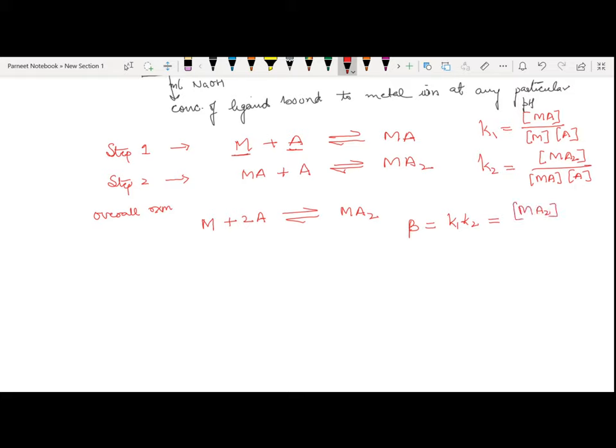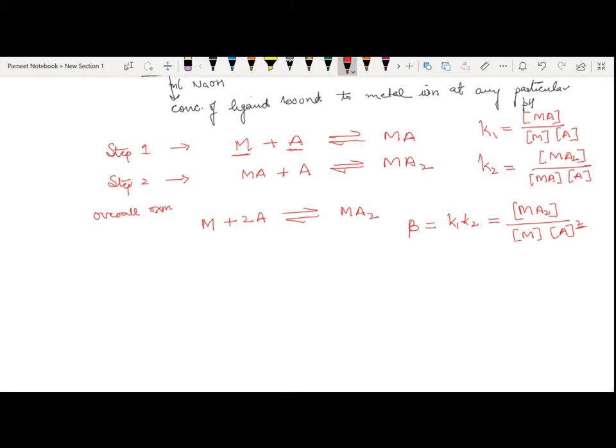MA2 divided by concentration of metal ion, concentration of ligand to the power 2. Here 2 is the number of ligand molecules that is binding with my metal ion. In this particular case, this is 2. इसकी value 2 है. ठीक है?